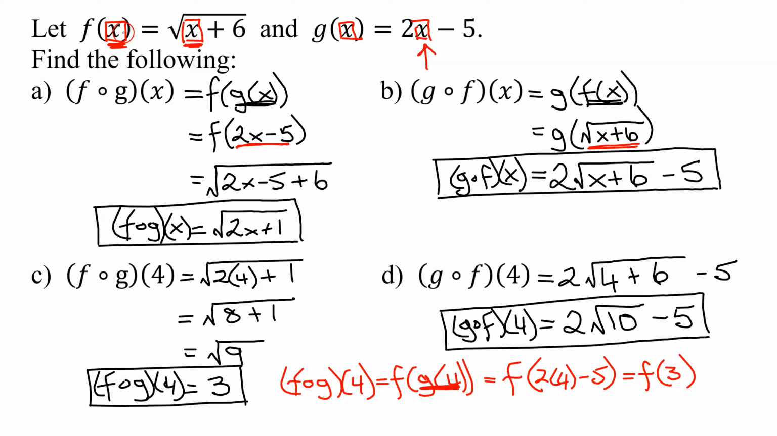Now we figure out f of 3, means put a 3 right here. So I'm going to get the square root of 3 plus 6. And what's the square root of 3 plus 6? It's the square root of 9, which is 3. Did I get the same answer here as here? Yes. If you've already figured out f composed with g of x, this is the quicker method. If you haven't, this might be quicker.